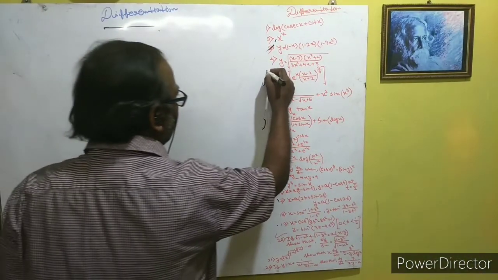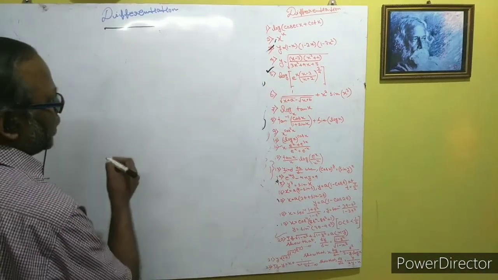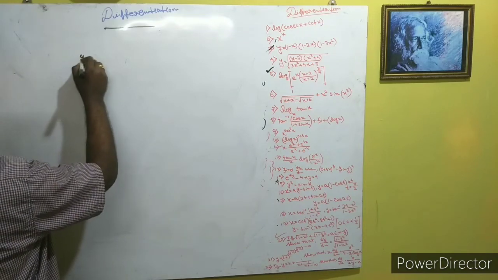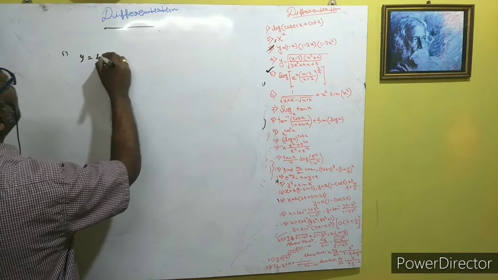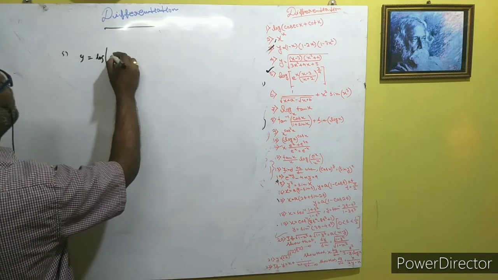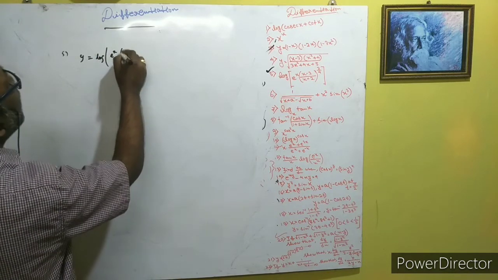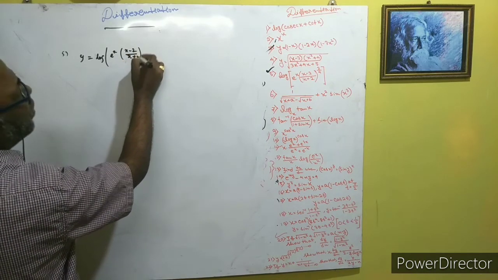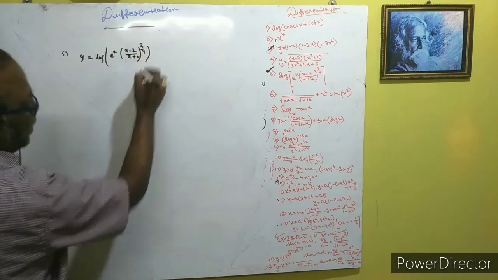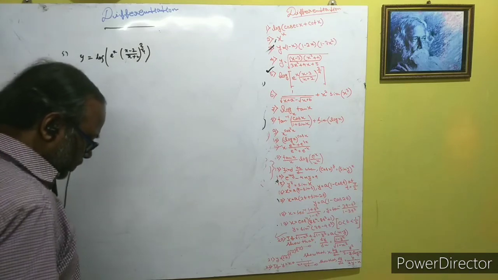Next, problem 5. Say this is your 5. Let y is equal to log of e to the power x and x minus 2 by x plus 2, and whole to the power 3 by 4 here. Okay.